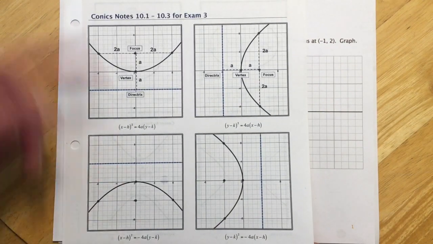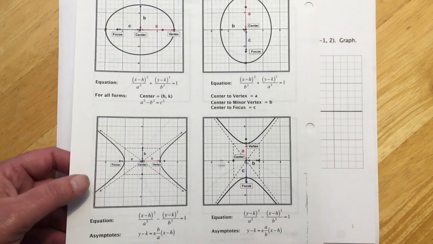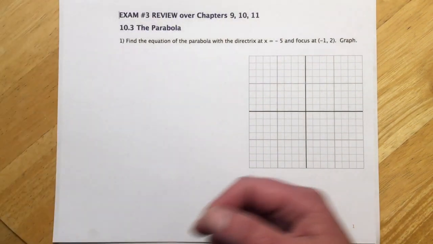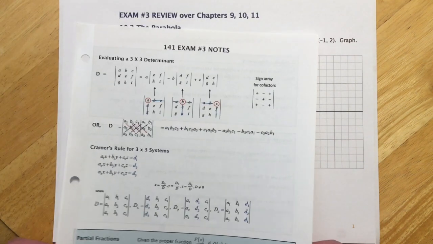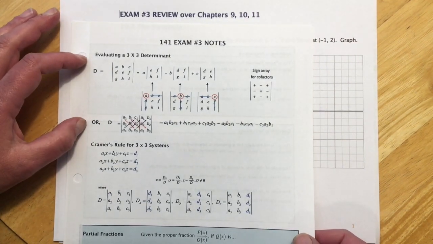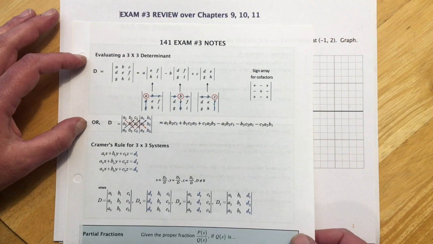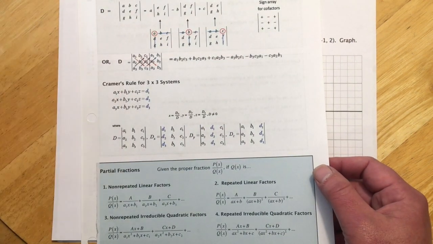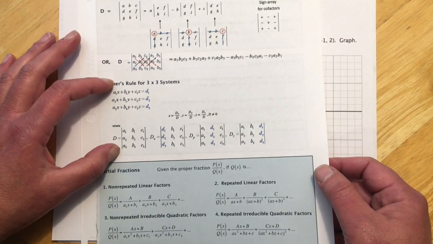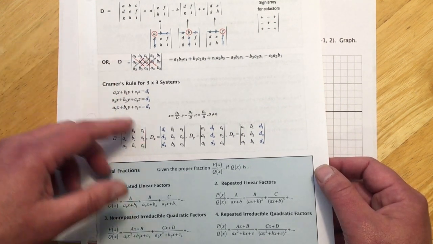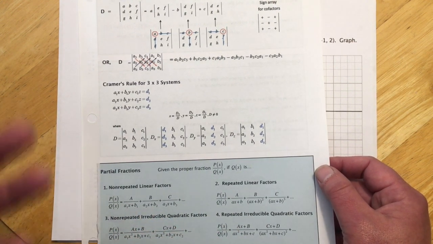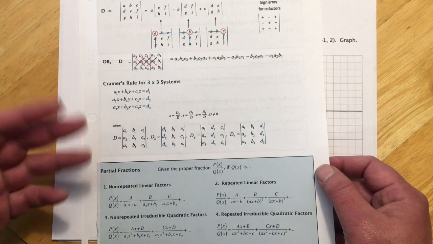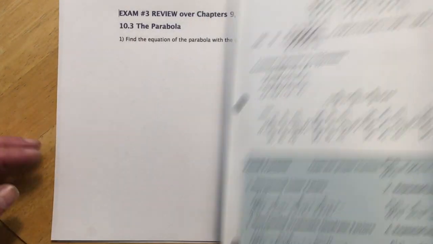So I have this sheet with all the conics and all the definitions, so for my class you get that. And then a reminder on how to evaluate a determinant. Once you've done that a couple of times, probably you have it memorized anyhow, but there it is. Cramer's rule for 3x3 systems, or 3x4 actually. Partial fractions, just a reminder of how to set them up, and again, if you've done this section, it's very likely you know all of this, but it's on the sheet.